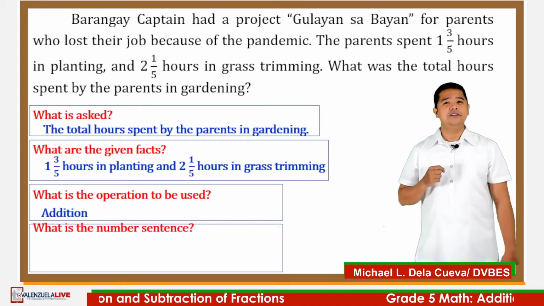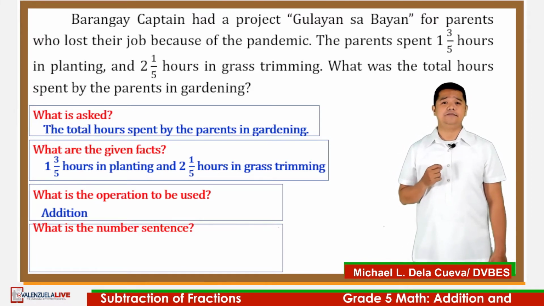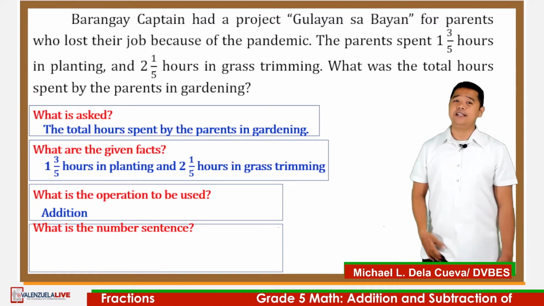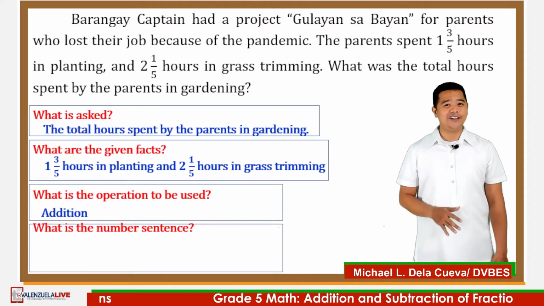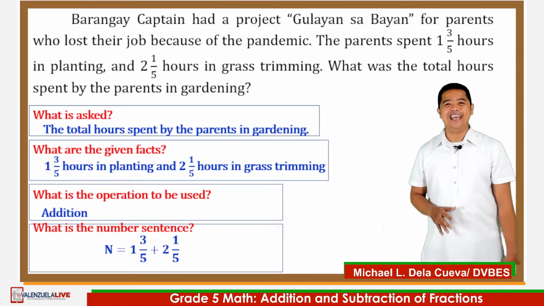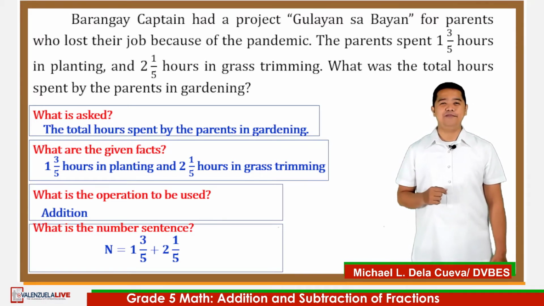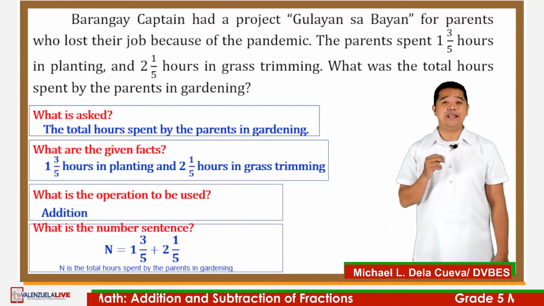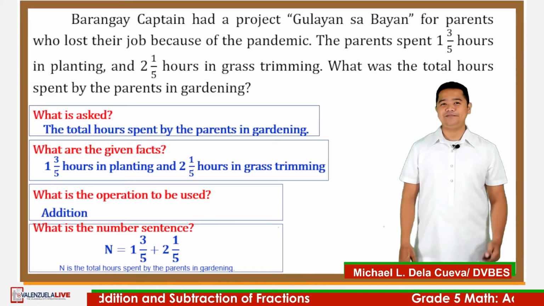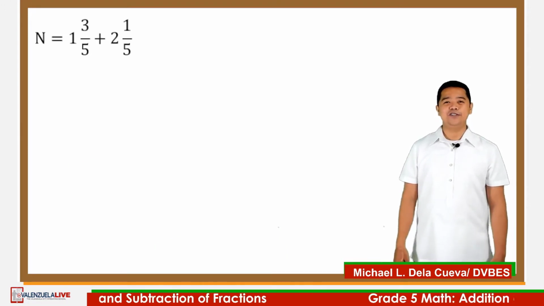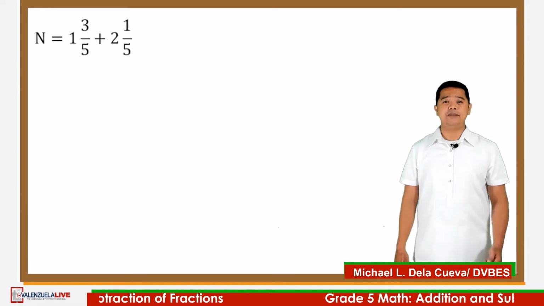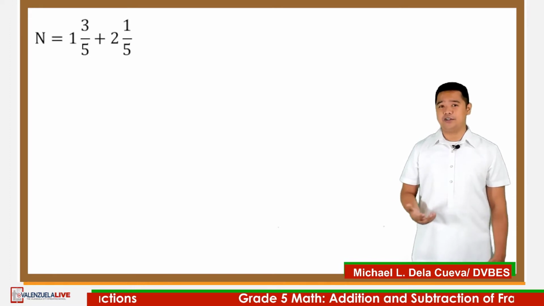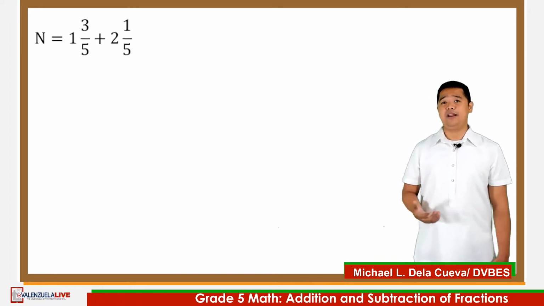And how about the number sentence? Can you use the given facts to formulate the number sentence? Use the comment section. Very good. N is equal to 1 3/5 plus 2 1/5, where N represents the hours spent by the parents in gardening. Okay. So, N is equal to 1 3/5 plus 2 1/5. What can you observe with the fractions? Are they similar or dissimilar?